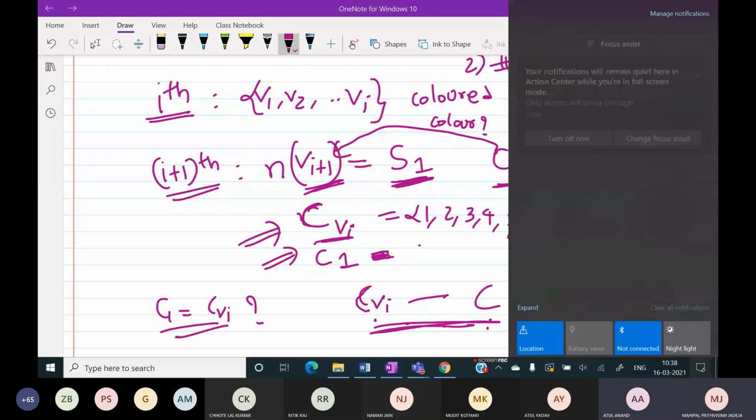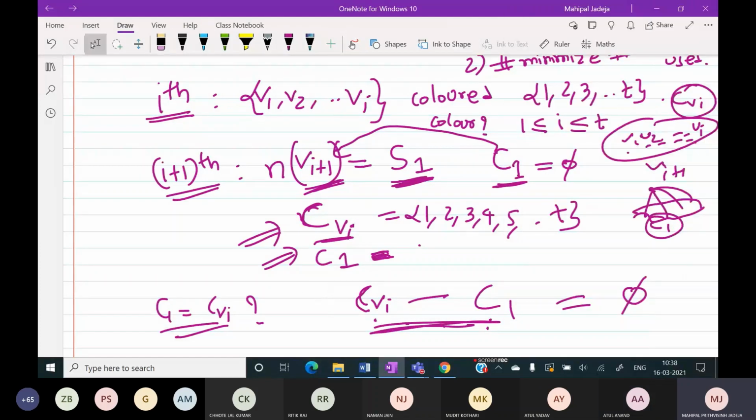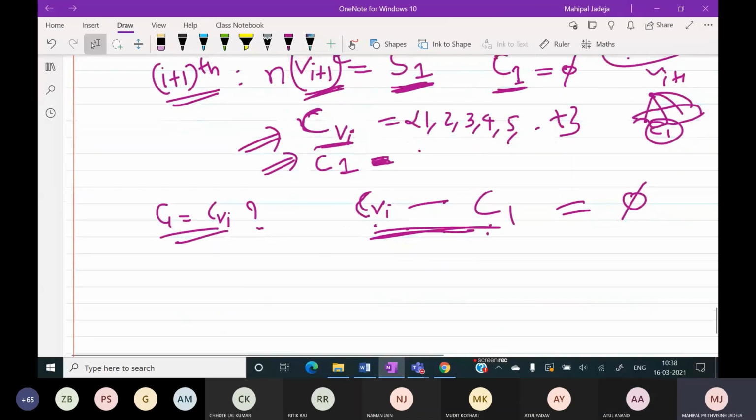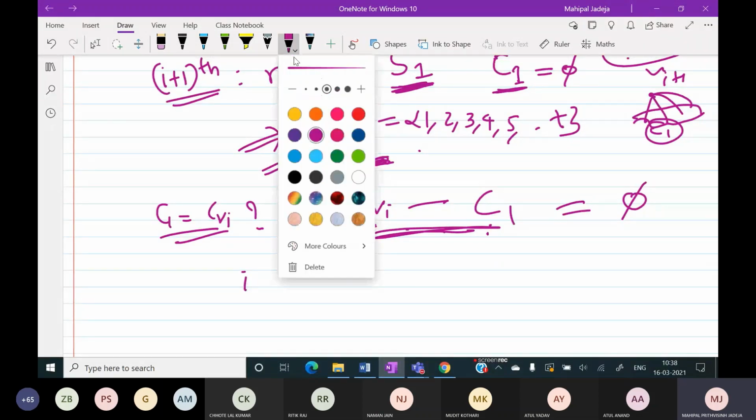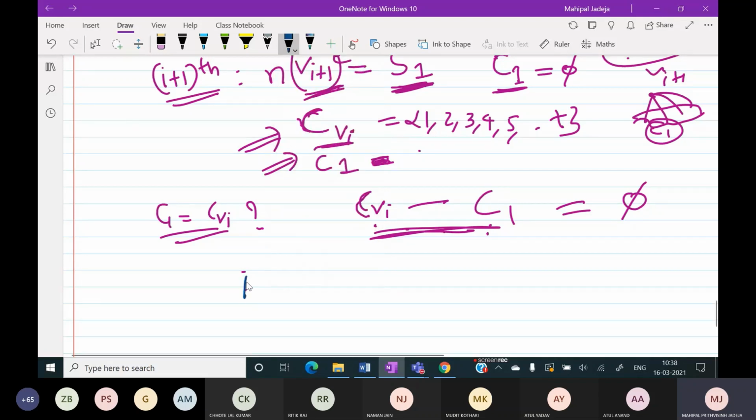Okay, so there are two cases now. So basically, what we have concluded so far is that we are interested in this particular quantity, CVI minus C1. And our objective is to minimize the total number of colors used. So if this is not empty, then what can we do? We can take the minimum of CVI minus C1.